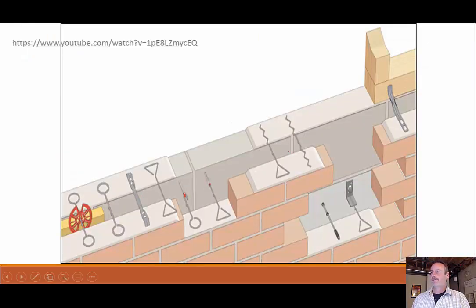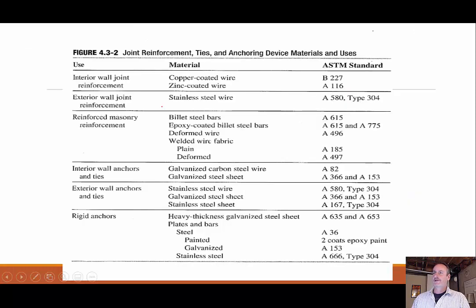So you can see a variety of other anchors or methods to tie to the existing structure. Here you can see some uses and the material that they may be made out of. You should note that they're coated in some way to keep them from degrading, just like a coated rebar, where we need it to be weather resistant. We also see things like plain and deformed. We talked about these before. Plain would be nice and smooth versus deformed would have some ridges or something to give it more bite. We can see the ASTM standards for each type, rigid anchors, and so on and so forth.